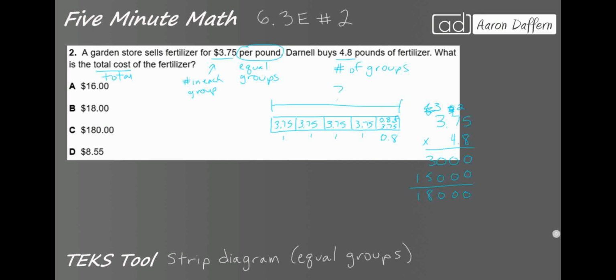We had 1, 2, 3 digits behind the decimal, so I need 3 digits behind the decimal. So those zeros basically just become $18. You also could have just estimated: 375 is about $4, 4.8 is about $5. Multiply those, you get 20. So our answer here is B.